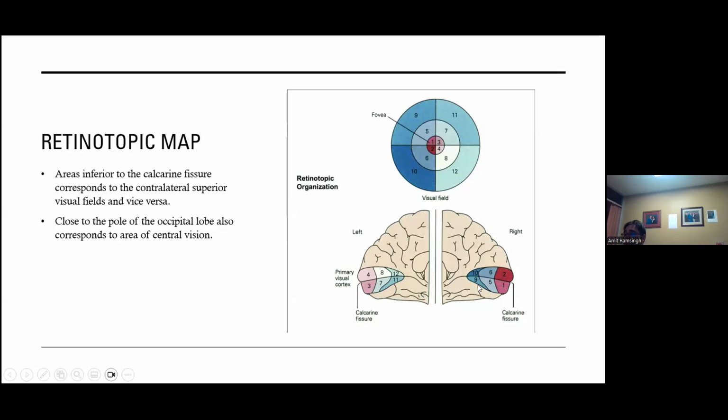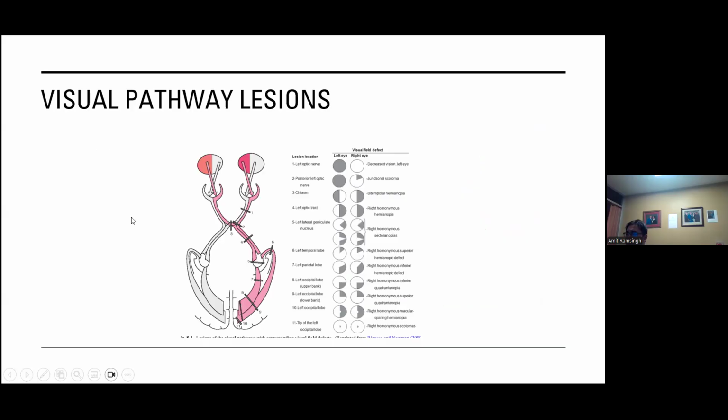So areas inferior to it would correspond to the contralateral superior visual field and vice versa. So areas superior to the calcarine fissure would correspond to the inferior contralateral visual field. As you go closer to the pole of the occipital lobe, which is on this aspect, it corresponds more to the area of central vision right here. So we could see it more at the center right here, and that's referred to as the retinotopic organization.